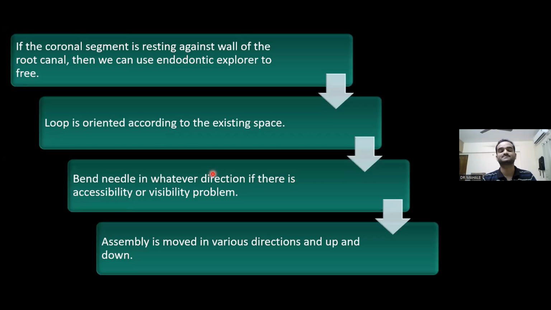Then you can bend the needle in whatever direction if there is an accessibility or visibility issue, and this assembly should be moved in various directions and with an up and down motion. So I prefer this loop technique when the file is not coming out of the canal after a retrieval attempt with the ultrasonic technique, or when there is a long file which is loosely bound in the canal.